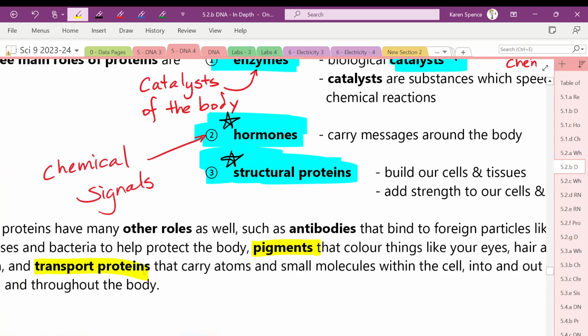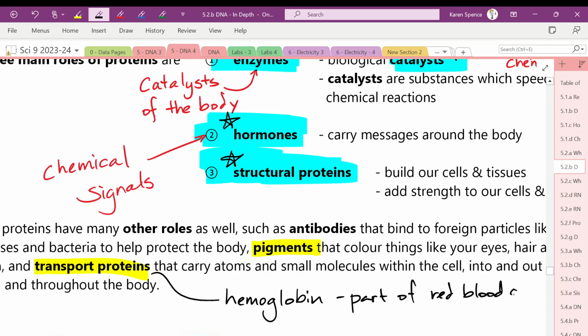Transport proteins move things around your body or move things around the cell. Okay? One very famous transport protein is called hemoglobin. Has anyone heard of that? Yeah. I've heard it. You've heard of it. It's actually part of your red blood cells. And it's the part that carries oxygen. You don't need to know this, okay?